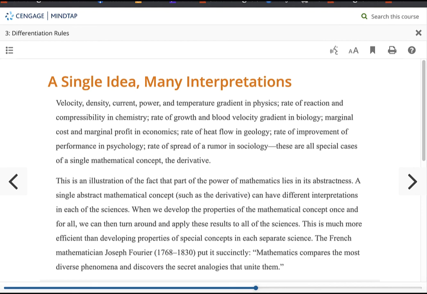All of these examples in this section are a great illustration of the fact that the power of mathematics lies in its abstractness. A single concept, such as a derivative, a rate of change, has many different interpretations in each of these sciences. So when we develop the properties of this one mathematical concept, it applies to many different areas. It's much more efficient than developing properties of special concepts in each separate science. So that is really the beauty of mathematics. It is the universal language.